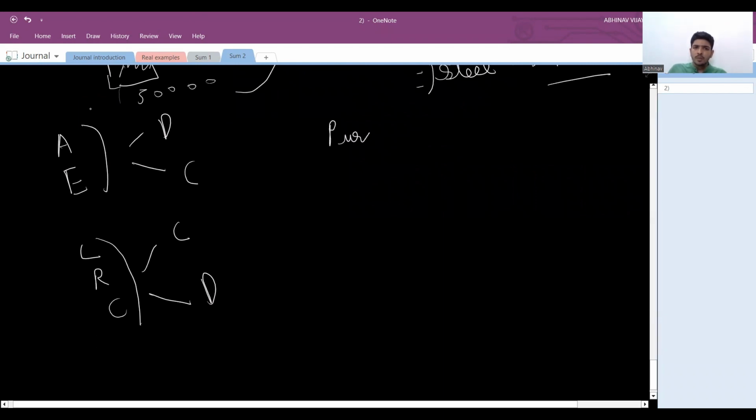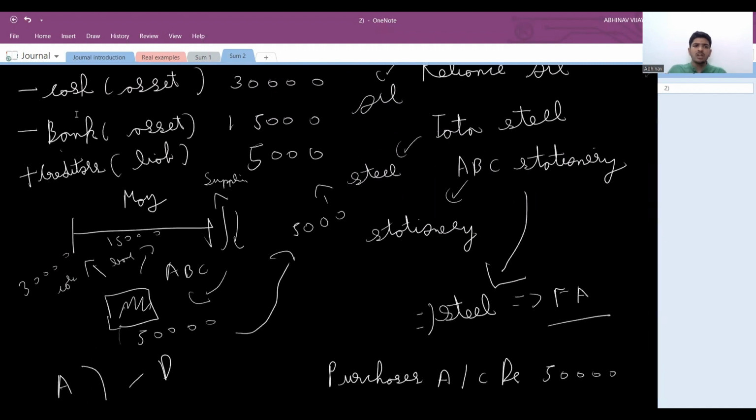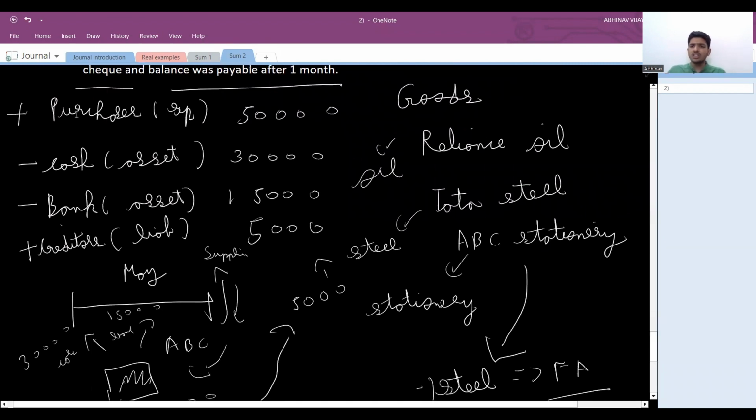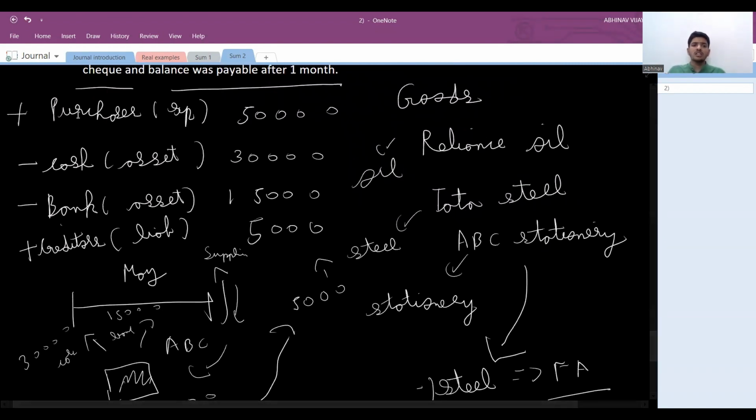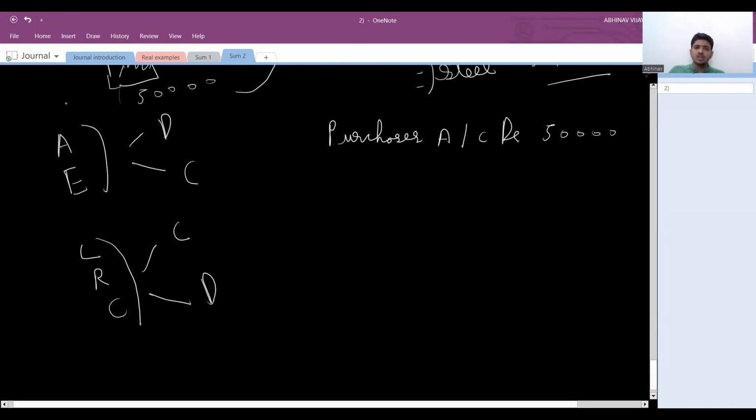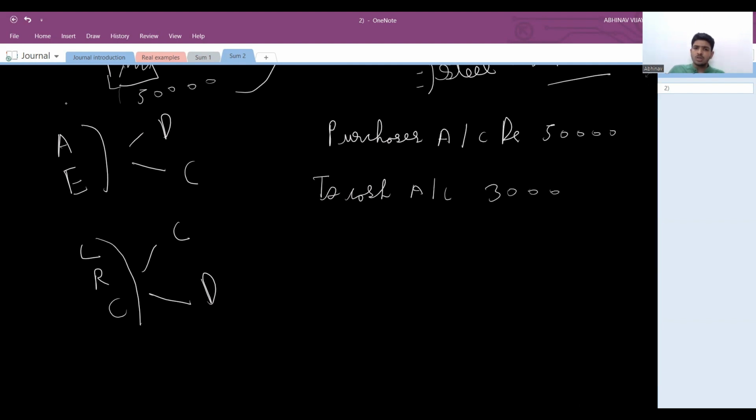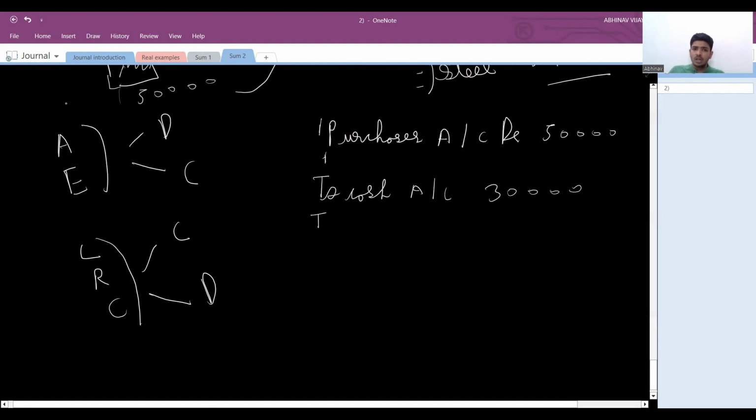That's all. First, purchases account: purchase expenses increase by 50,000. When expenses increase, it will be debited. So, purchases account debit 50,000. Now, next part. This is easy now. After doing the logic, this transferring part becomes easy. Now, cash asset 30,000 reduces. So, to cash account 30,000.